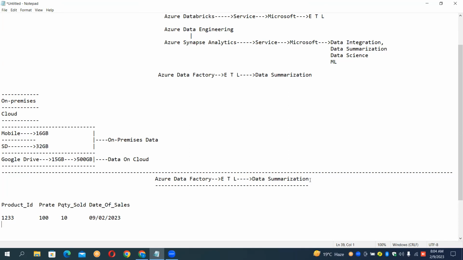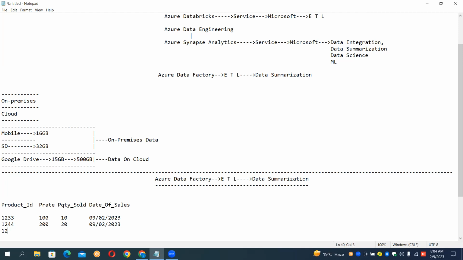Now after this, again you have 1244. This is another line of data. Here the rate is 200 rupees, the quantity sold is 20, and the date of sale is 09/02/2023. That's it.